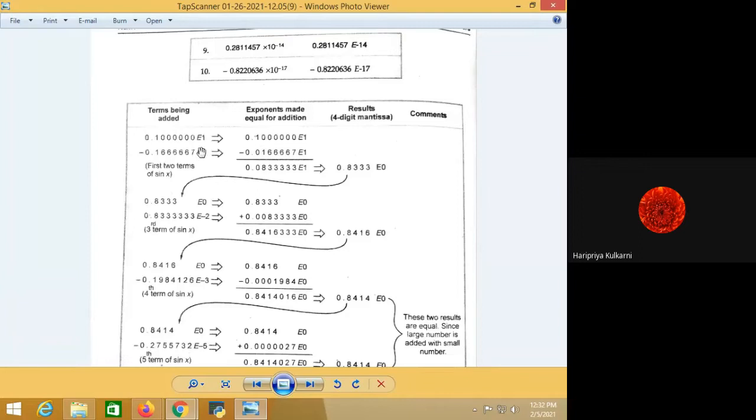Okay. So I will normalize it. So this 0 I will make it 1. Therefore I have shifted the decimal point 1 bit left. Okay, so it is 0.01. Now I have added it together. I got this answer. Okay.